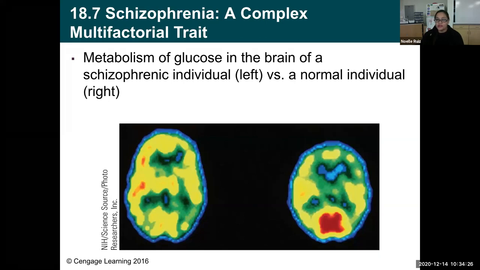Schizophrenia is called a complex multifactorial trait. Many factors contribute to schizophrenia, and it has to do with abnormal glucose metabolism. So this is the metabolism of glucose in the brain of a schizophrenic individual on the left and a normal individual on the right. There's a lot of yellow, which means there's a lot of metabolism going on in a schizophrenic person, and in a normal person on the right, not so much.